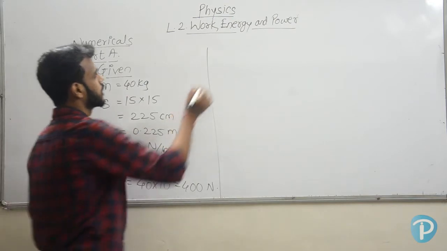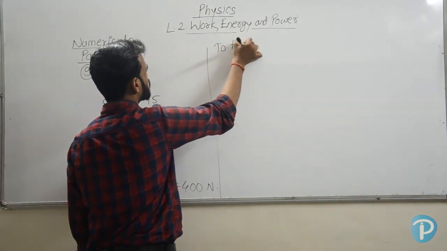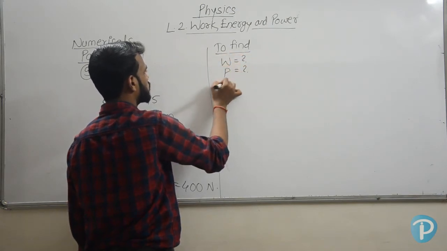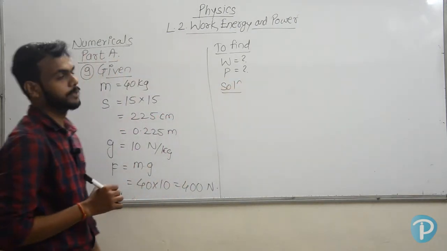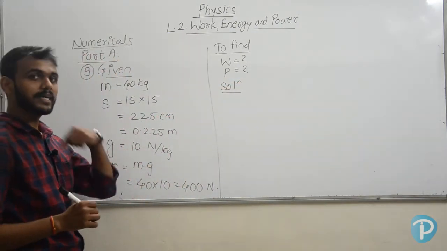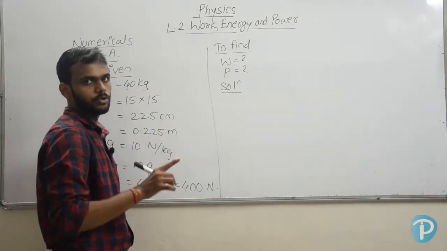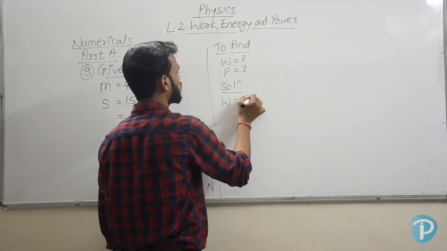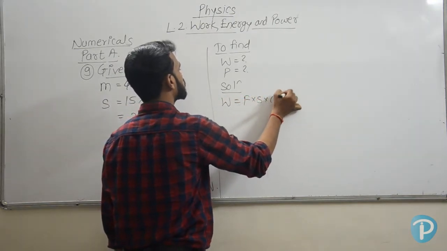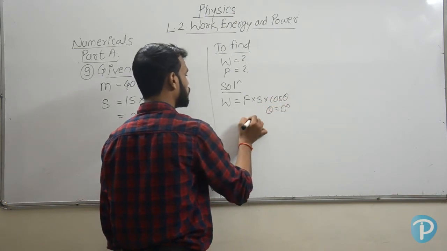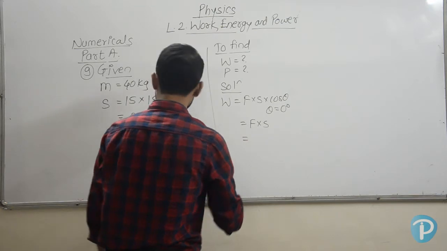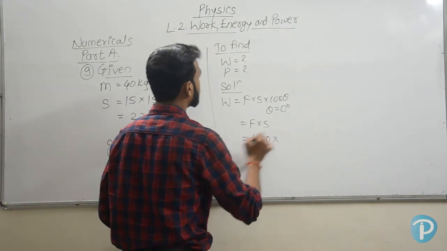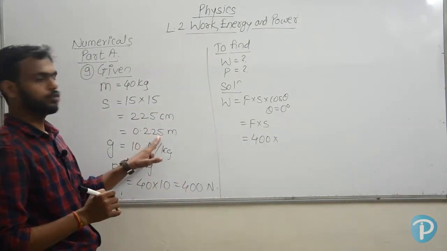So we have to find both the values, that is work done and the power. Here also the motion is in the direction of the force, therefore theta will be 0. So we will consider work done as F into S only. Work done W is equal to F into S into cos theta. As theta is equal to 0 degree, it will be F into S only. So force is 400 Newton multiplied by S. Displacement is 0.225.